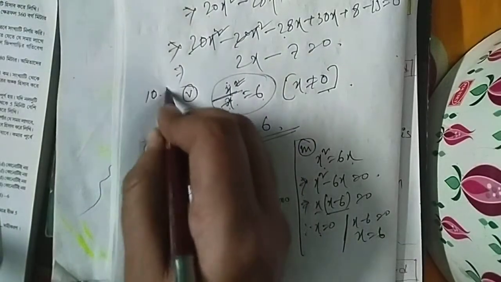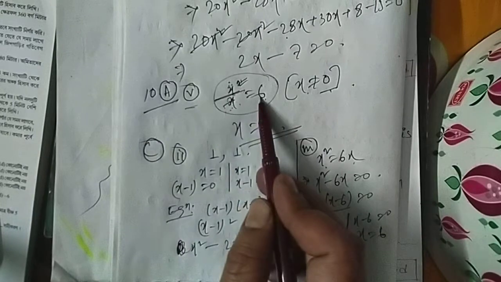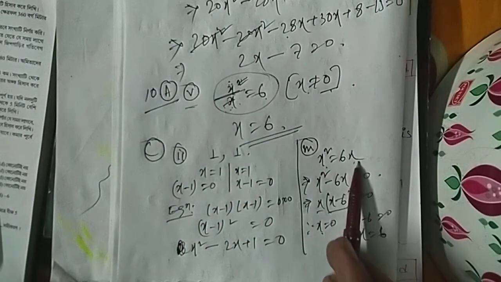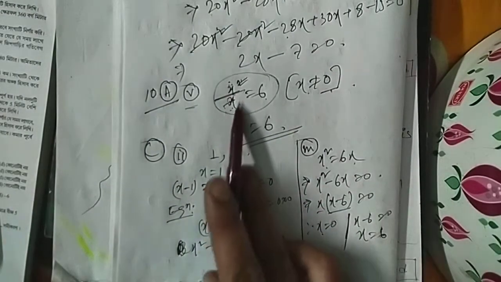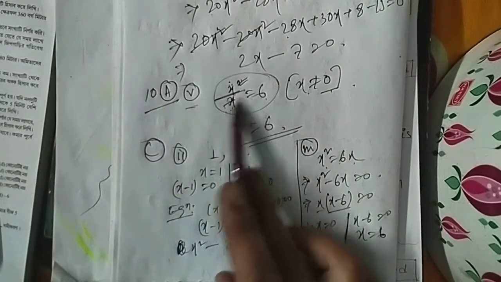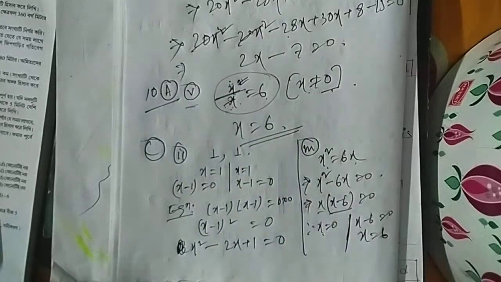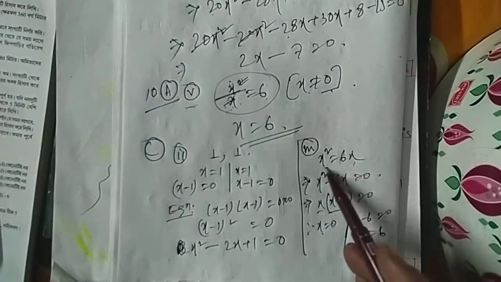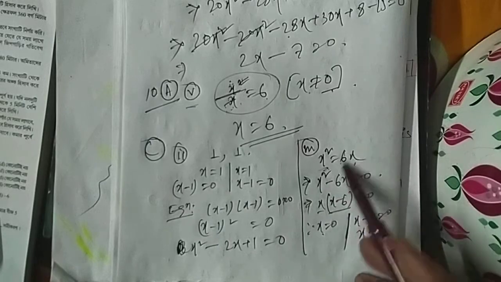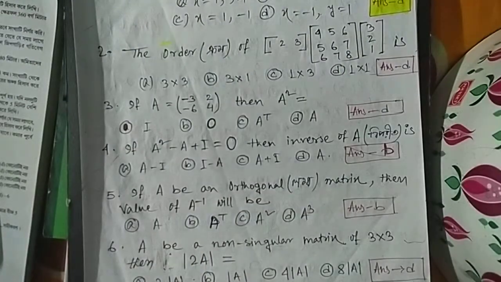of 10a. Here given that the given equation is x square by x equal to 6, and in this equation x square equal to 6x. Everyone see that these two equations are not equal. Because here x is divided, so for this equation x is not equal to 0, but in this equation x is not divided, so here x can be 0. Okay, now I will discuss question number 11.